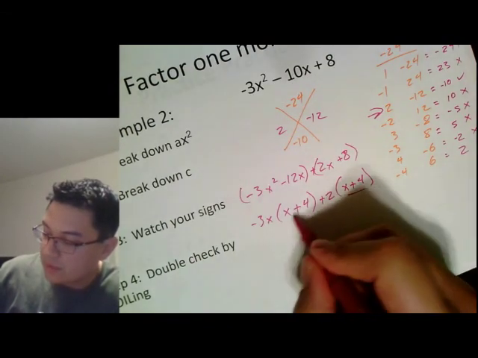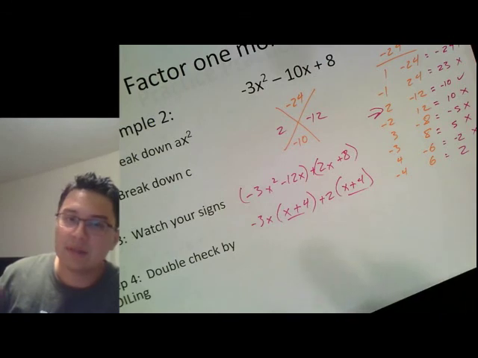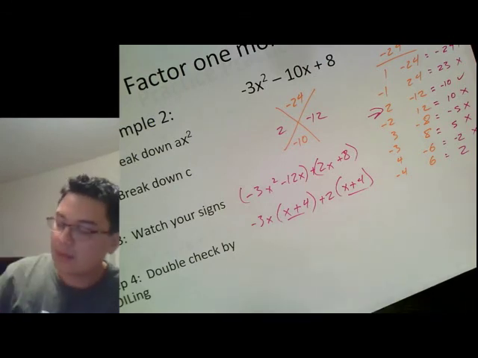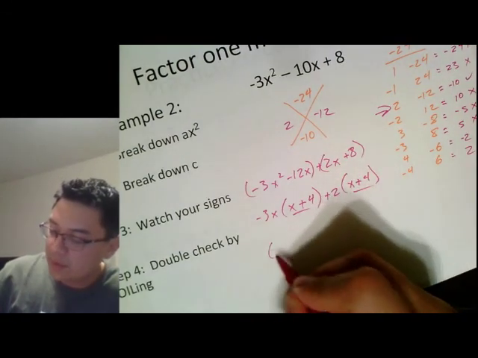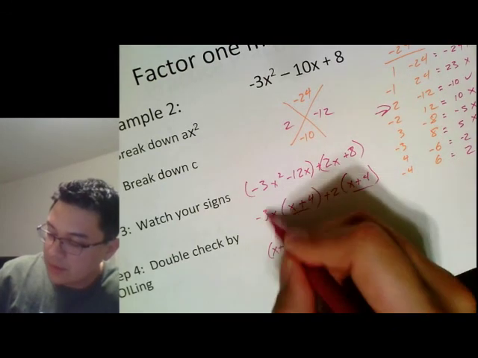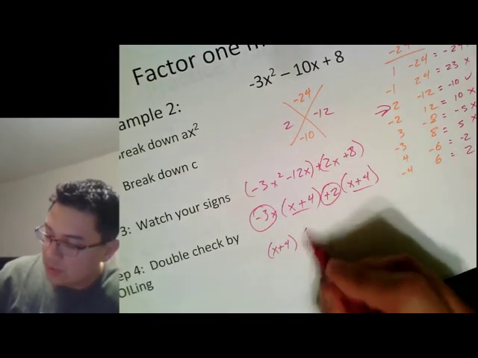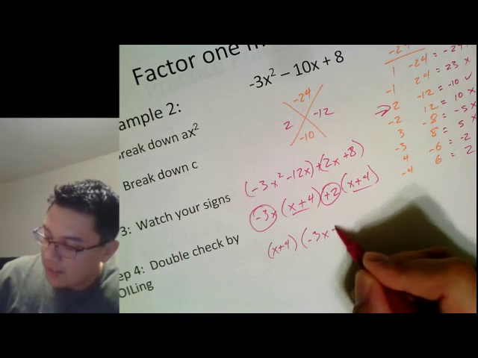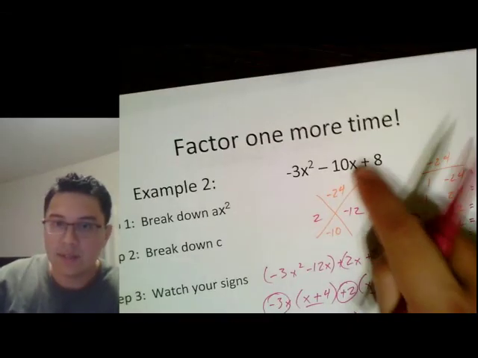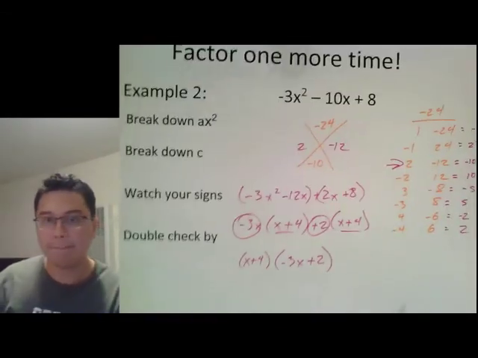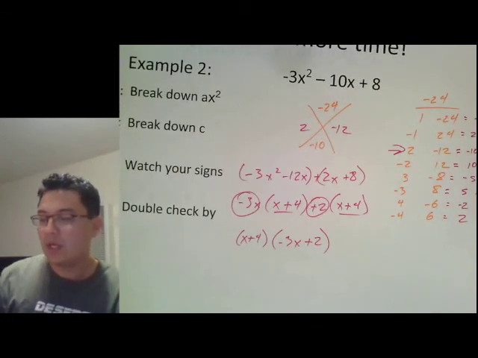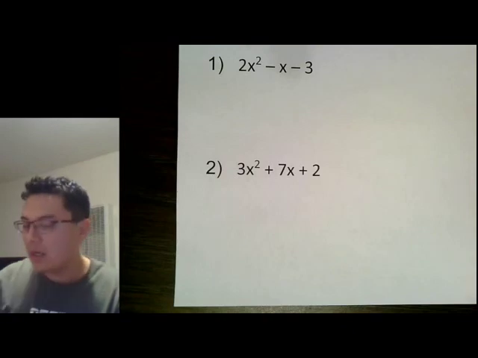Always make sure that these two terms are equal. If they're not equal, there's something wrong, and you need to go back and check your factors again. Okay, so we're going to pull out the x plus 4, and what we're left with is the negative 3x and the 2, which gives us our other factor. And if you FOIL it back out, you'll end up with our original trinomial. Okay, there we go. I'm going to leave these last two for you guys to do on your own.